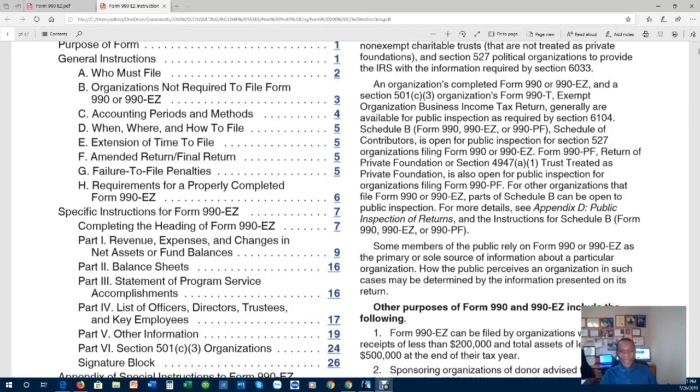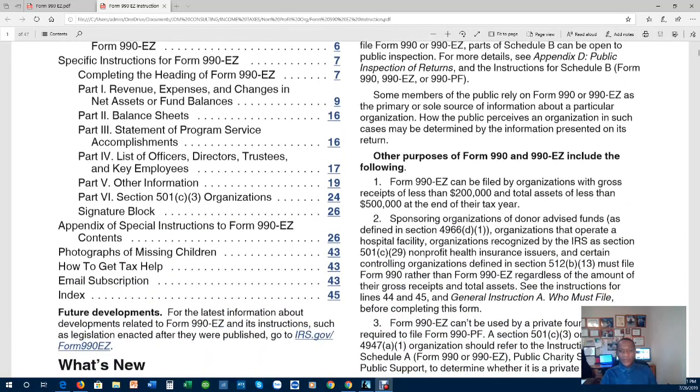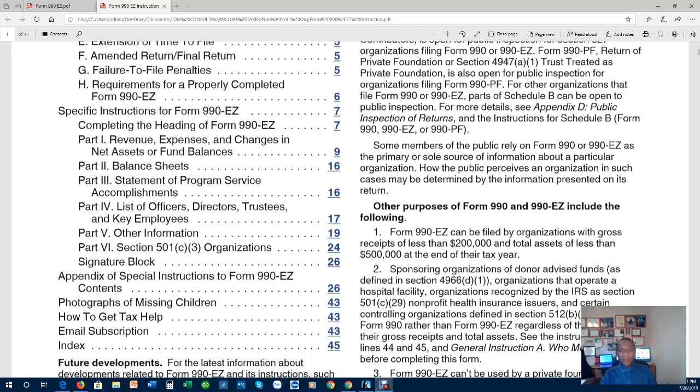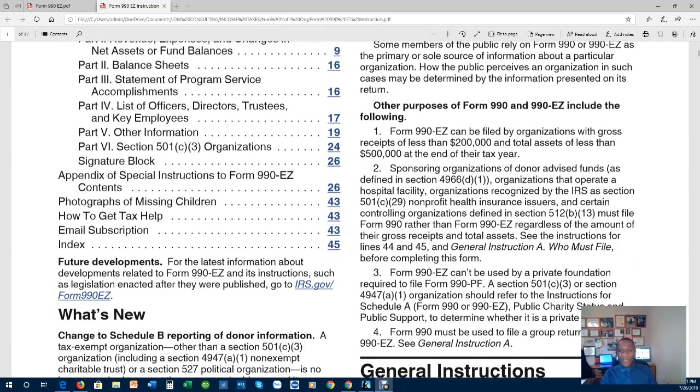As for failure to file penalty, there are certain penalties when you fail to file, which could be found on page 5. And requirements for properly completing Form 990 Easy is also on page 7, and you can see all the remaining contents and on what pages you would find these contents for whatever questions you may have.